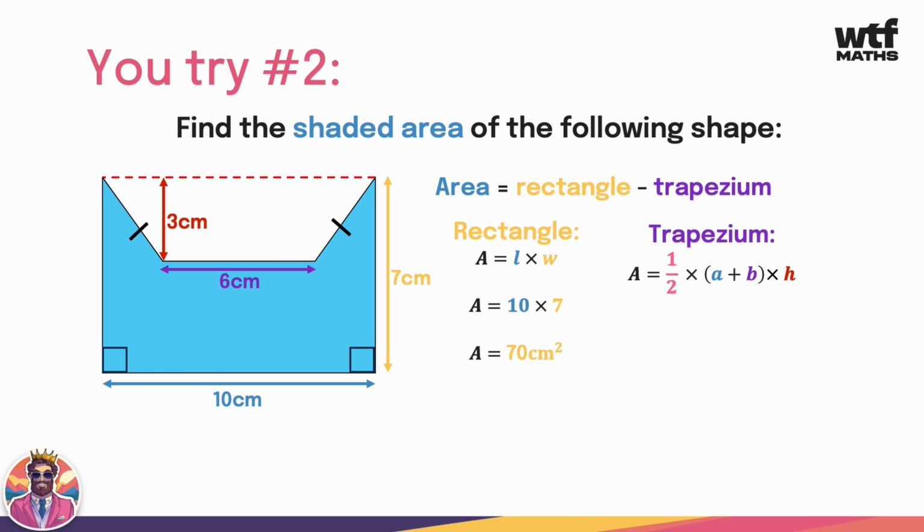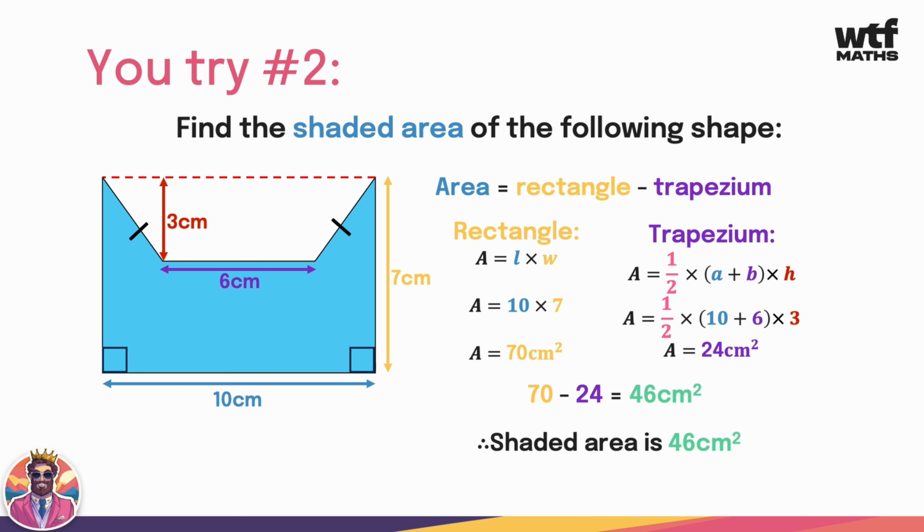Now for the trapezium, we have to use the trapezium formula. Our parallel sides would be 10 at the long side and then 6, which is the purple side. We're going to half that and times it by 3, and we'll end up with 24 centimeters squared. So in this case, we're going to take away the trapezium from the rectangle. So 70 take 24 is 46 centimeters squared. So that's the total composite area of this shape.